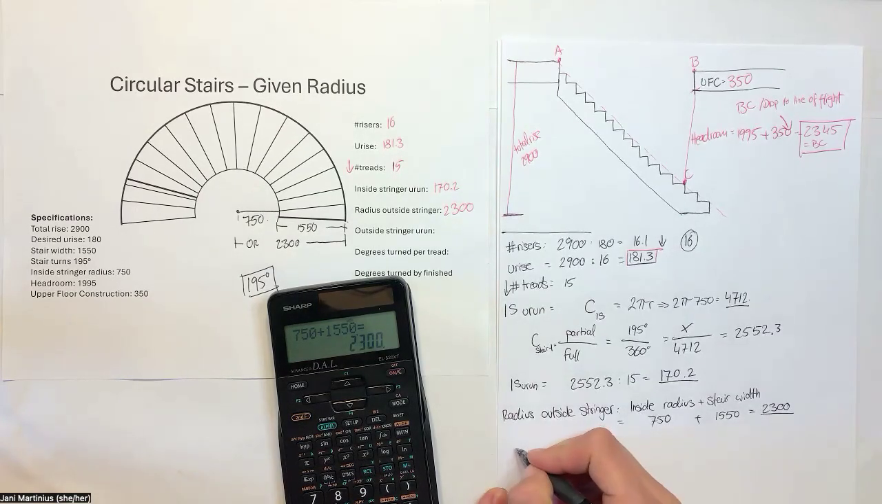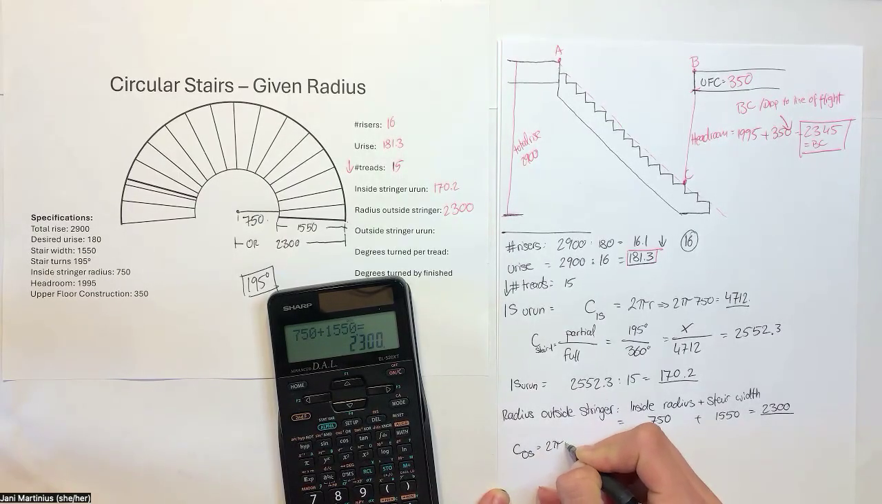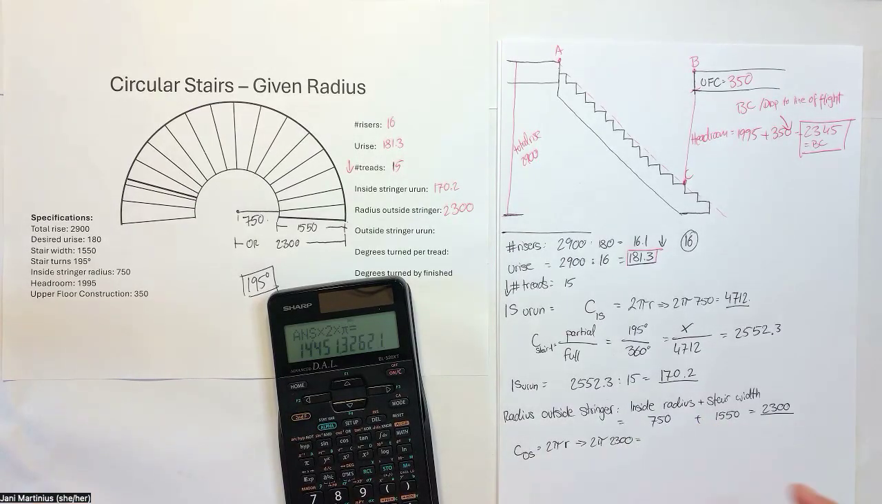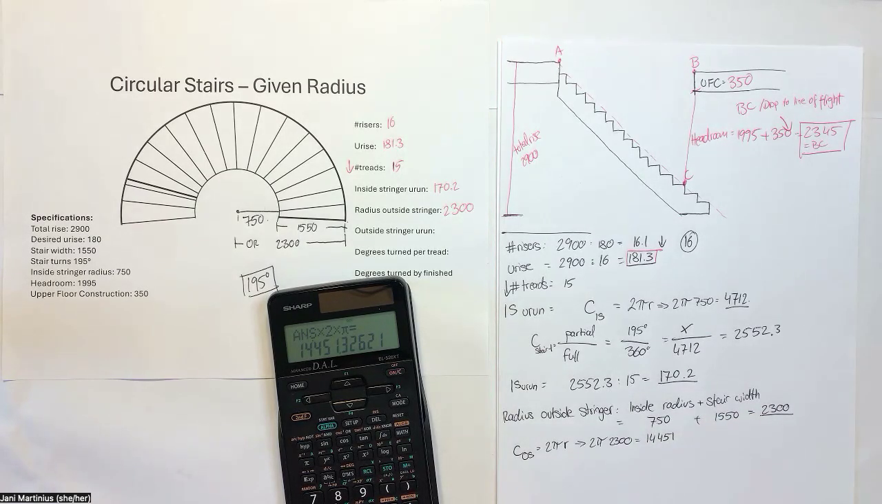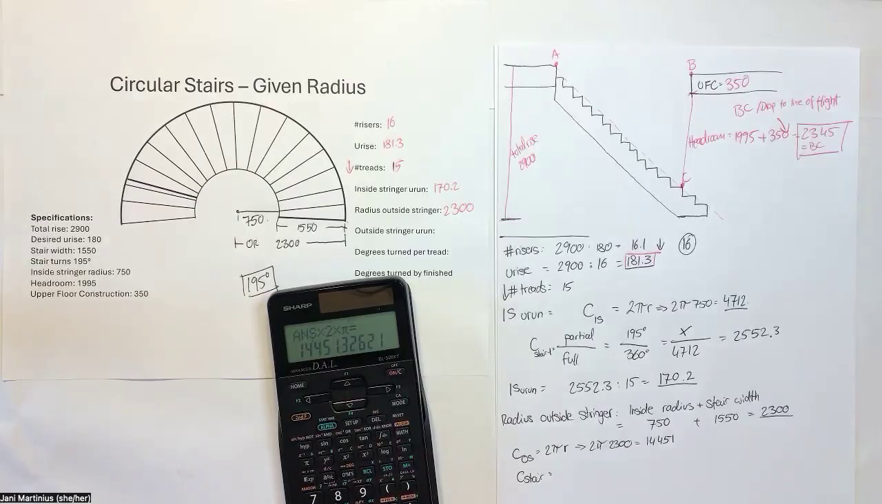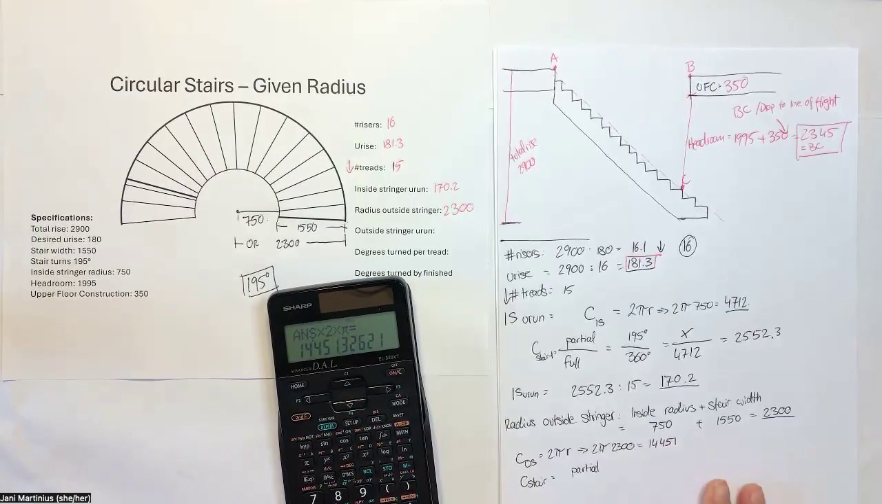Okie dokie, so we have the circumference of our outside stringer. Again, 2 pi r, popping in the numbers: 2300 times 2 times pi gives 14,451. Awesome. Now, to find out the circumference of our stair, we can do a ratio and proportion again. We'll do partial.